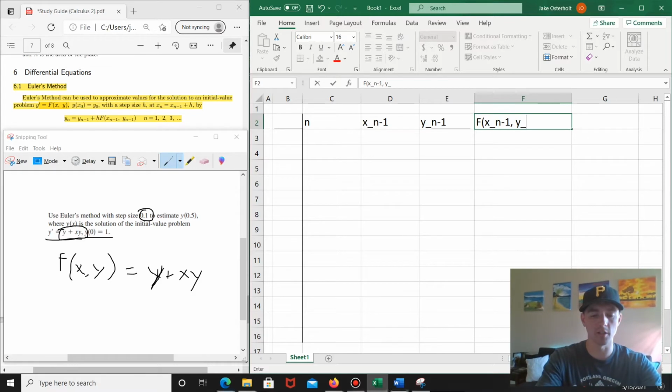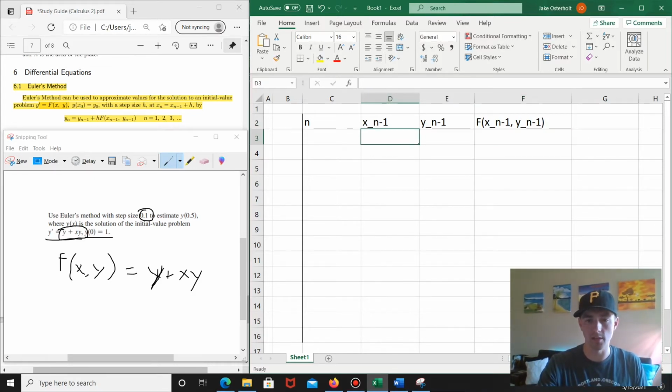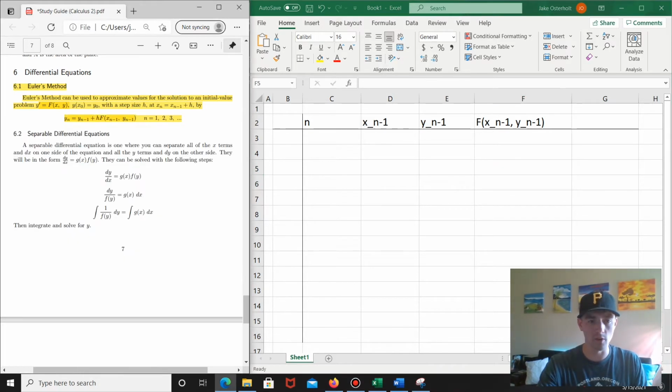And y sub n minus 1. Because what we're going to do is plug this x and y value into our function f of x, y here to get this column. And then lastly, we're going to take these three columns and plug them into this formula on the study guide here.